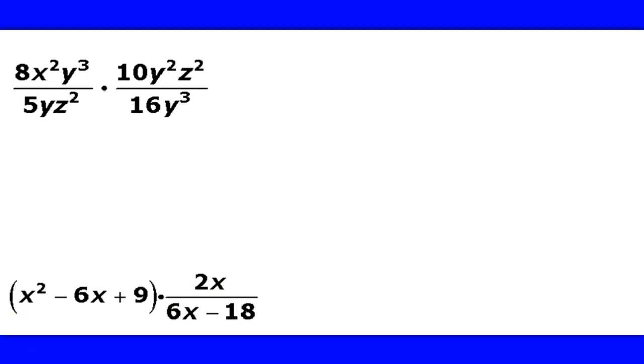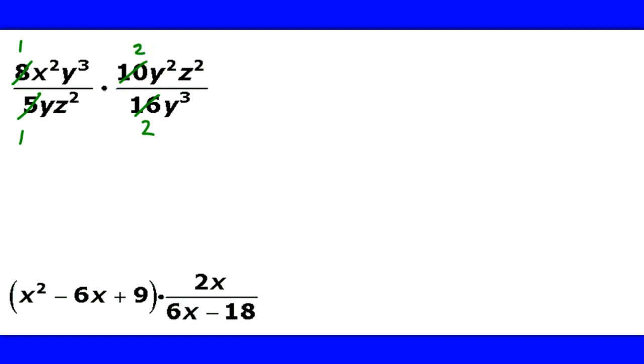Okay, here we go. I have a monomial, a monomial, a monomial, a monomial. So there's no factoring that I have to do. Let's start canceling out. 8 will go into here one time. 8 will go into here 2 times. 5 will go into here one time. 5 will go into here 2 times.